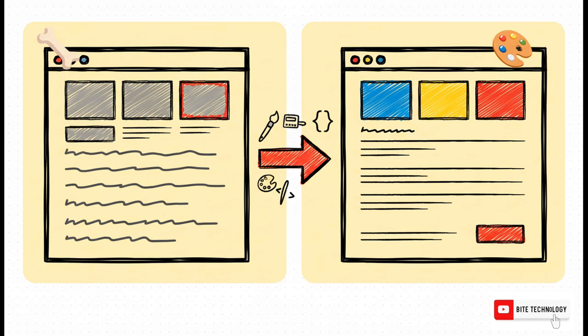On the left, you've got your plain HTML. It's the skeleton, right? It's the raw structure. All the information is there. But on the right, that's what happens when CSS gets involved. It adds the style, the personality, the magic. This transformation is exactly what we're going to break down, piece by piece.